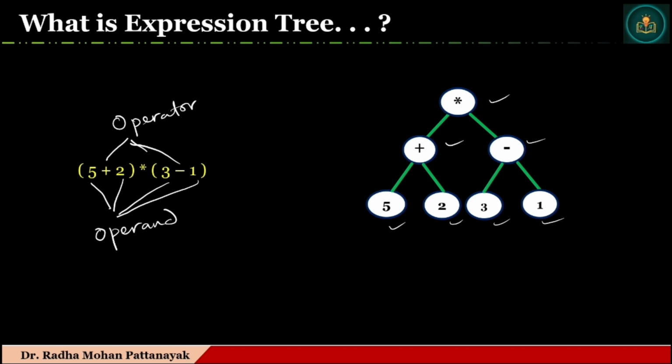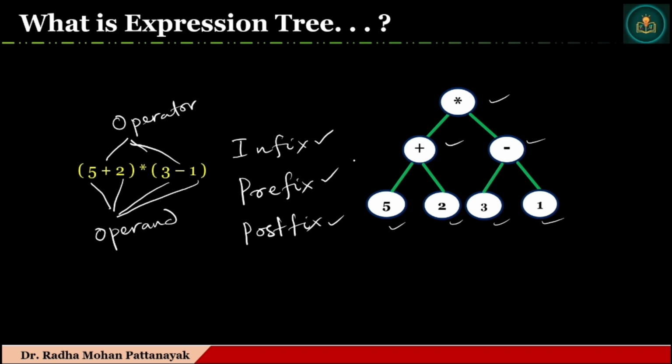Now we will move to the types of expression tree. To represent a mathematical expression, we are normally using three different forms. One is infix form, second is prefix form, third one is postfix form. A mathematical expression can be represented in three different forms: infix form, prefix form and postfix form.